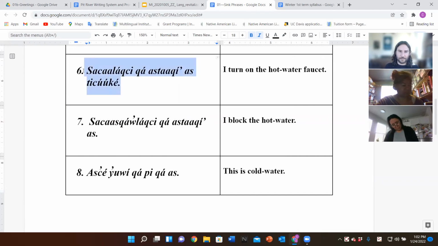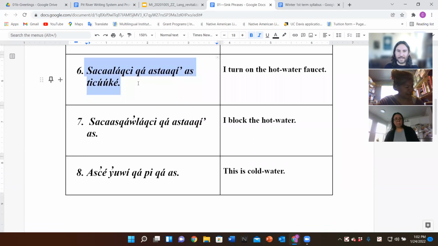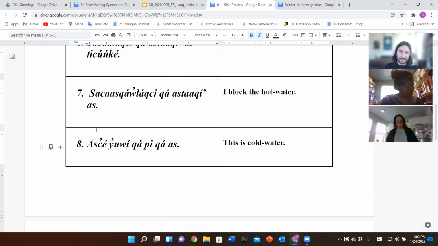That was from number, wait, did I skip one? No, that was number 6. Number 6 is Sajalakji Astaki Astajuke. Oh, okay, I'm on the wrong one. So then number 7 is Saja scout lakji ga astaki as. So I turn off the hot water.